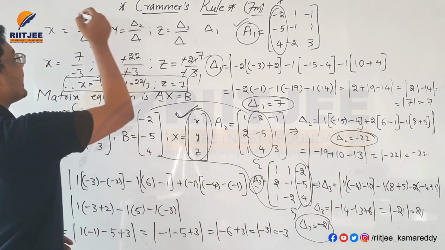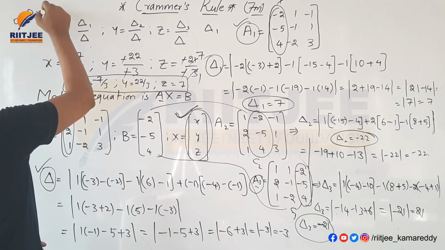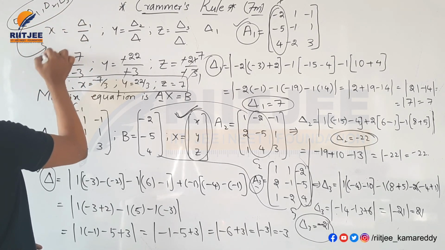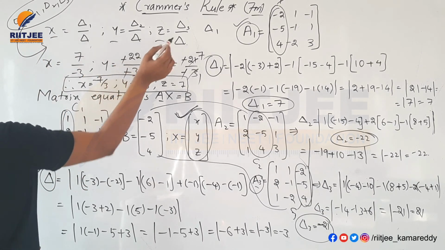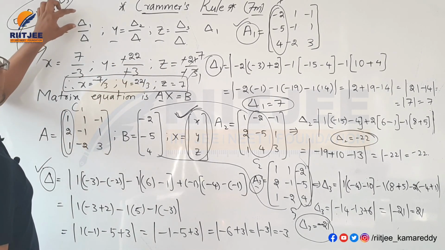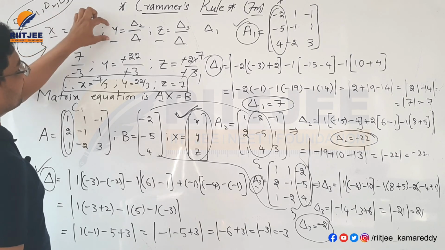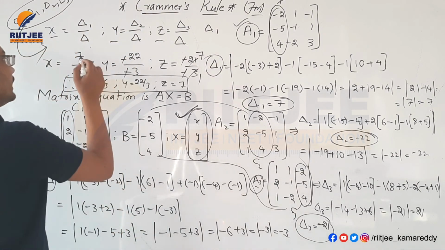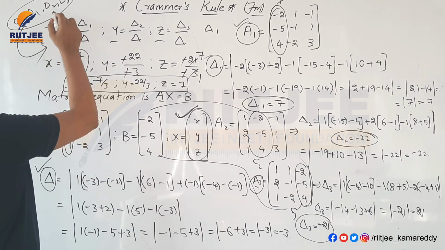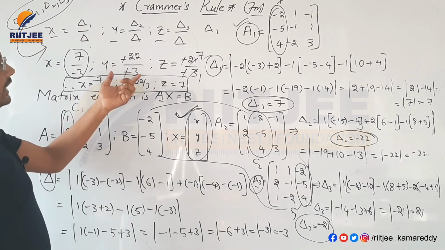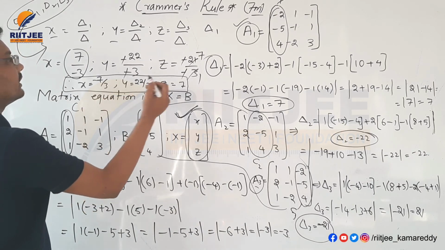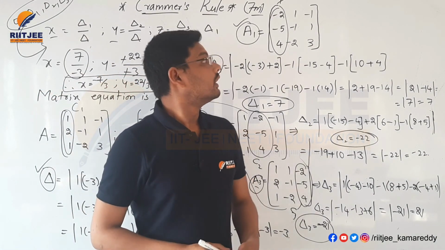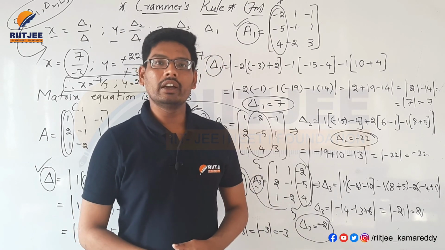After getting delta 1, delta 2, delta 3 values, let's substitute them to get the values of x, y, z in the formula. For x, delta 1 by delta, for y, delta 2 by delta, for z, delta 3 by delta. If you substitute the values of delta 1, delta 2, delta 3 in the equation, we will get the x, y, z values by Cramer's rule. This is all about Cramer's rule. Let's practice these questions at your home.